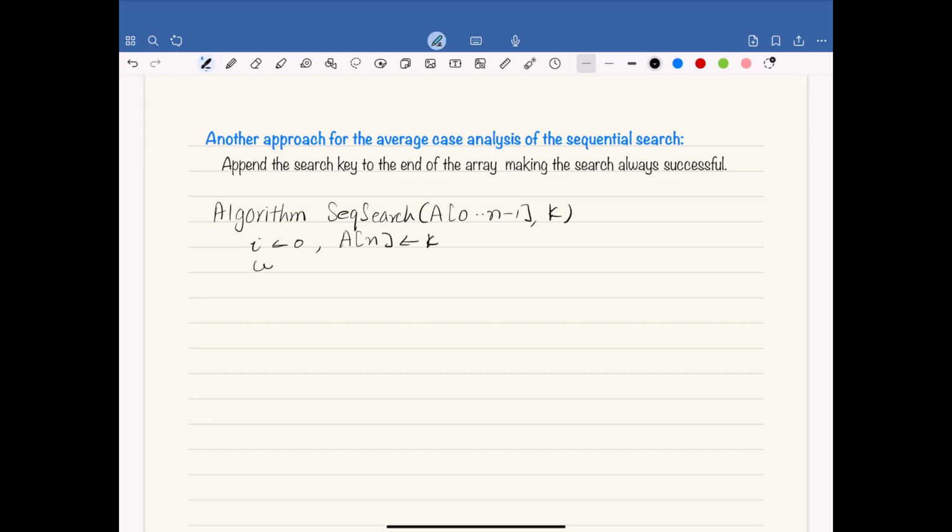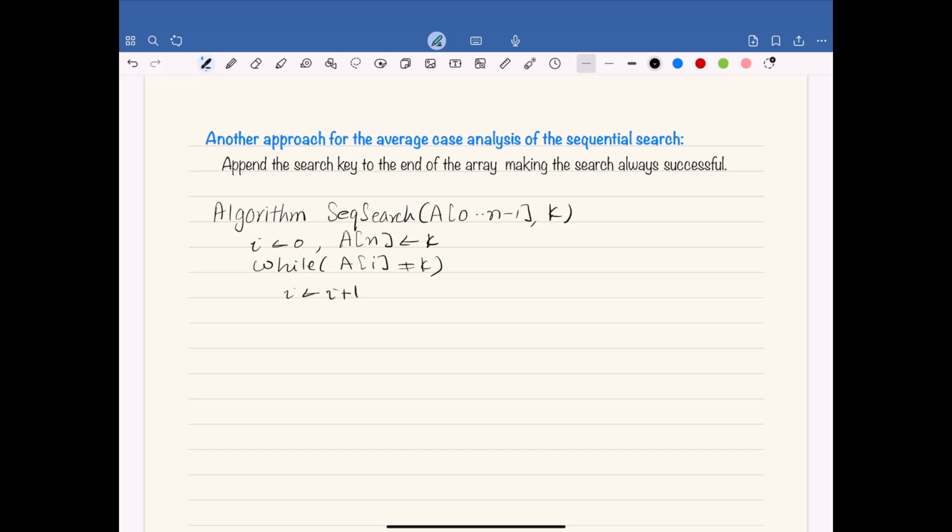In the while loop, for the condition, we will not test the value of i if it has reached the size of the array or not, because the search is always successful. So basically, we will search for the key. So we will say while a[i] is not equal to the key, go to the next element. Eventually, the value of a[i] will be equal to k.